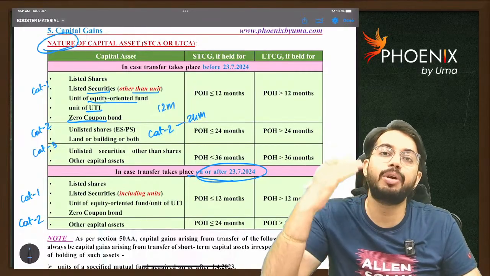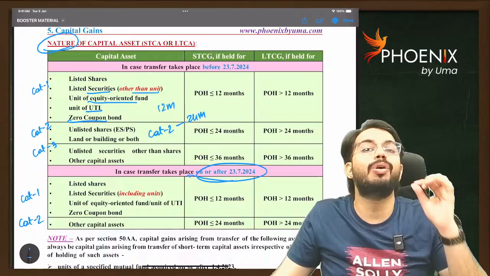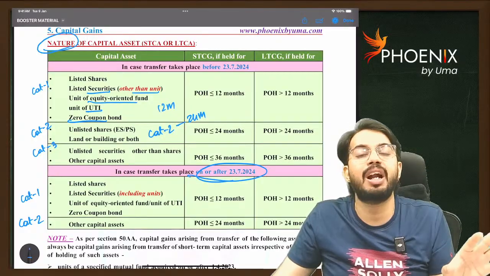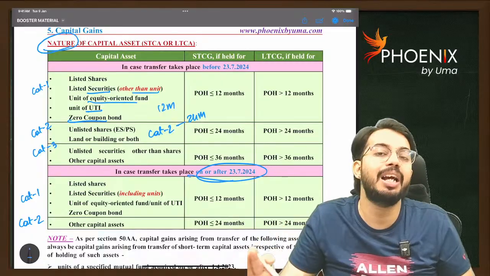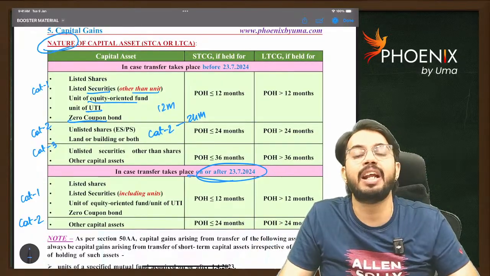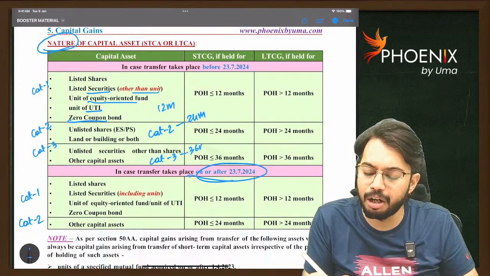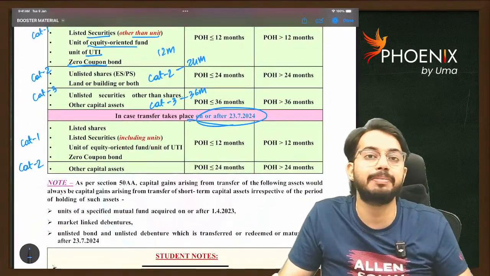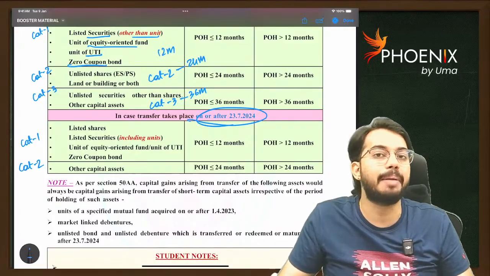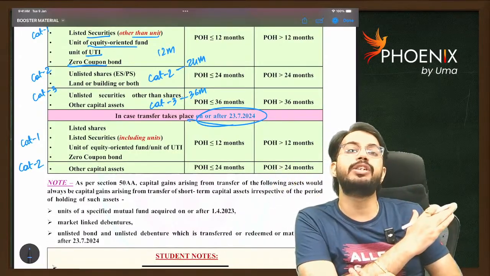If they are held for more than 24 months, long-term capital asset. Remaining capital assets, those capital assets which are not covered under category 1, category 2, remaining all capital assets will fall under category 3. For category 3, criteria is 36 months. If they are held for less than or equal to 36 months, short term capital asset. If they are held for more than 36 months, they are classified as long term capital asset. Are you able to understand? This is the criteria before 23rd July.